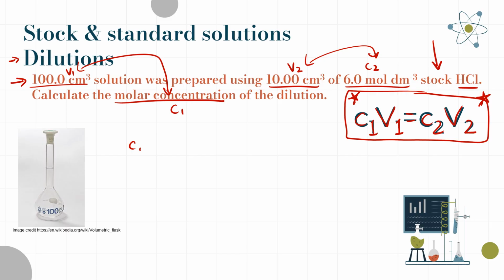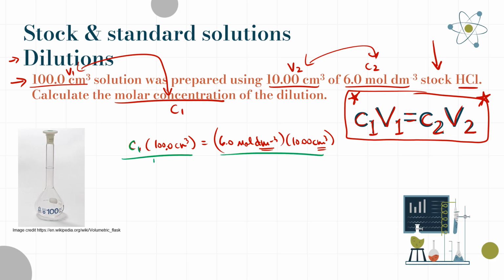Let's solve. C1 times 100 cubic centimeters is equal to 6 moles per cubic decimeter times 10 centimeters cubed. So you might be thinking, oh wait, we must convert our centimeter cubed to decimeter cubed, but we don't actually have to, because what we're going to do to solve for C1 is divide both sides by this 100 cubic centimeters. And guess what happens when I divide cubic centimeters by cubic centimeters?